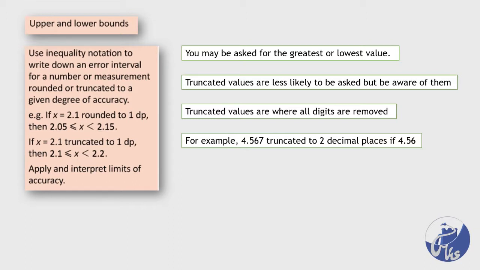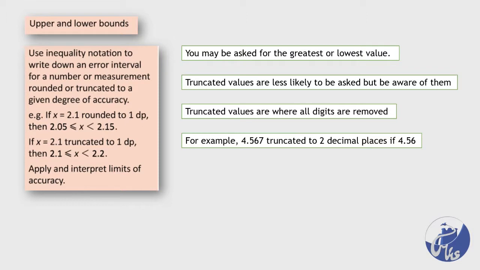Understanding upper and lower bounds can be referred to as greatest or lowest value. Most questions on this have been about rounding to one decimal place or two decimal places and coming up with an appropriate error interval as an inequality. What is rarer is about truncated values, which is where digits are removed after a certain point, and that has a slightly different way of rounding.